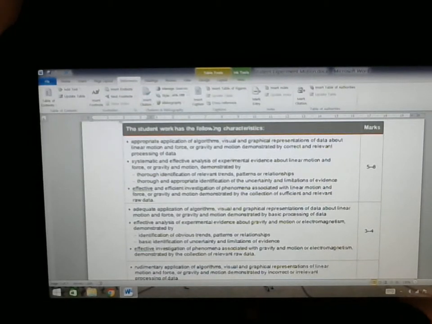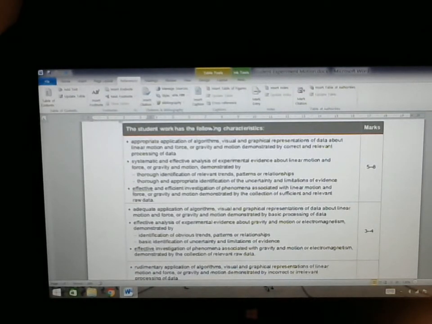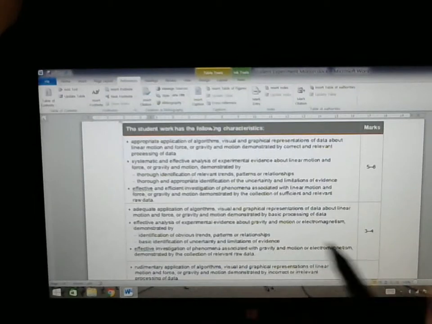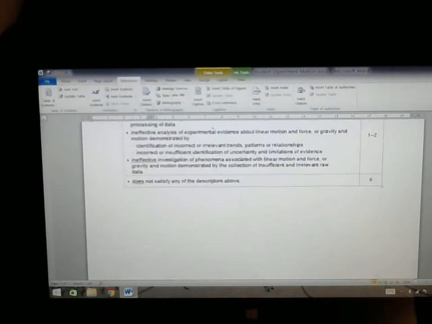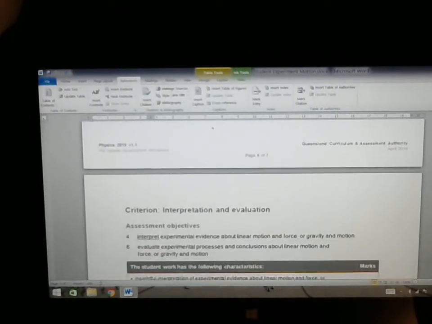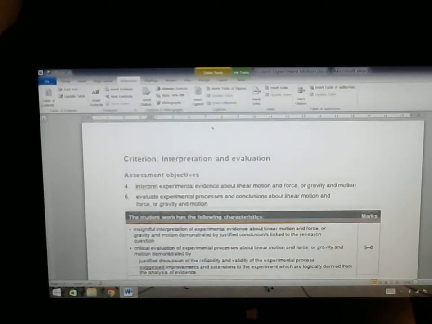Finally, in the 3-4 line, the only one that's really important is this word adequate. Adequate just means you've done enough, but there was plenty more that you could have done. So, you've done enough to pass, but really you could have got a lot deeper. Most of the rest of there is just this with some words removed. Down onto the third criteria, interpretation and evaluation.